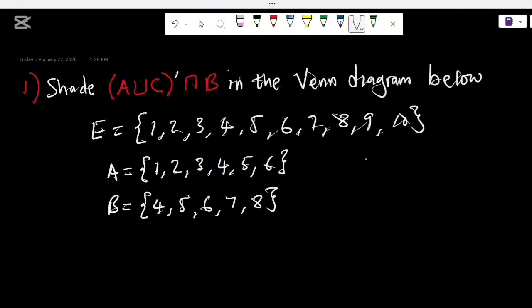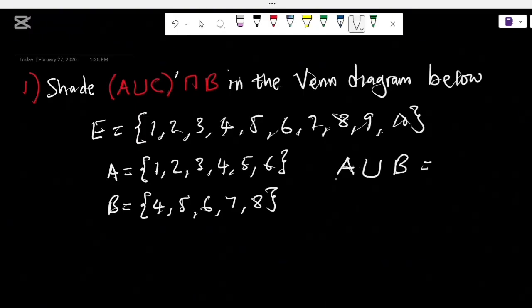This symbol is the symbol for union. For example, you can have something like A union B. What it means is that you're dealing with members that are in set A or in set B, or which are in both sets. In other words, it is about combining all the members of set A and set B, all the elements of set A and set B.